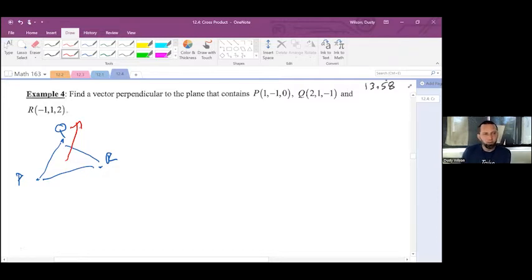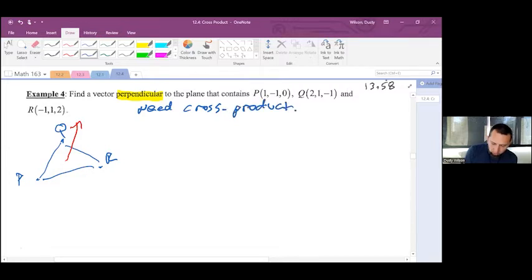If I want to find a vector that's perpendicular to that plane, I can take advantage of the fact that every time I see the word perpendicular, I think: create perpendicular, I need a cross product. Get rid of perpendicular, I need a dot product. In this case, I want to find a perpendicular vector, so I need a cross product. In order to do the cross product, I need 2 vectors. It shouldn't be too difficult to see that we could look at the PQ vector and the PR vector.